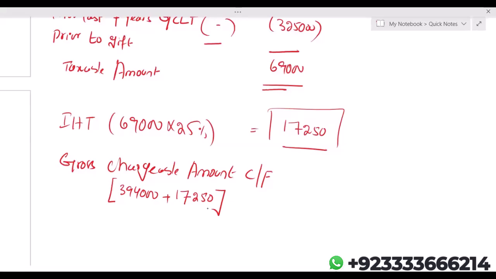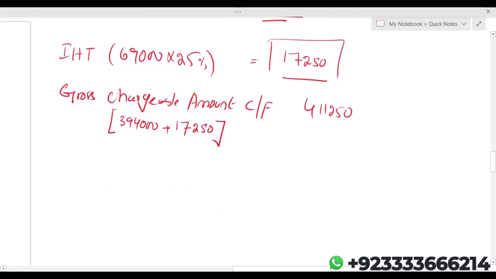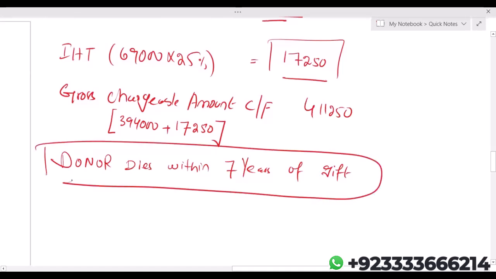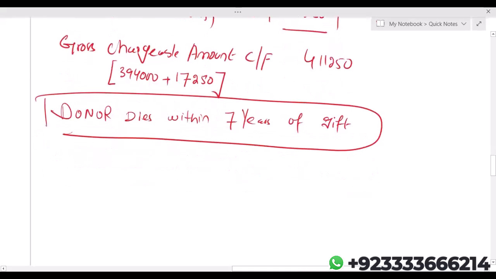So 3,94,000 plus 17,250. I'm getting 4,11,250. Now, assuming that the donor dies within 7 years of the gift. If this is the case, then you have to calculate death tax.